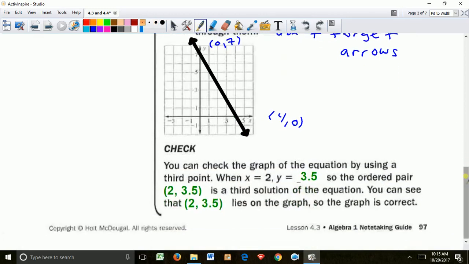You can also check the graph of the equation by using a third point. When x is 2, you can solve for y and get 3.5. And then see if the ordered pair (2, 3.5) is on the line. If it's not on the line and you did your math correct, that means you plotted the intercepts incorrectly, so go back and fix those. But if you go look at this, here is 2, here is 3.5.